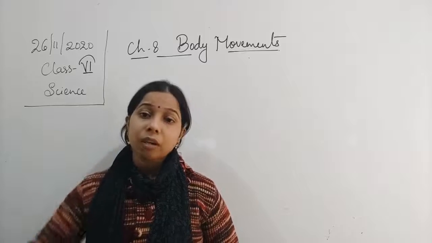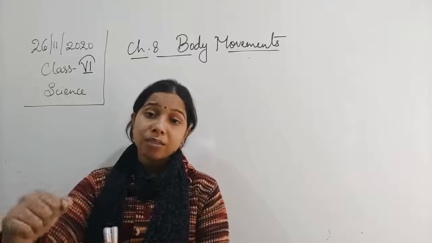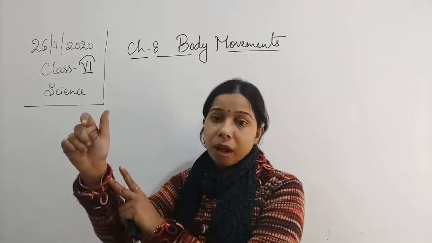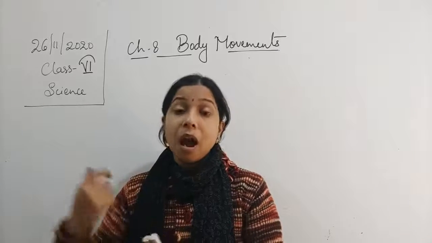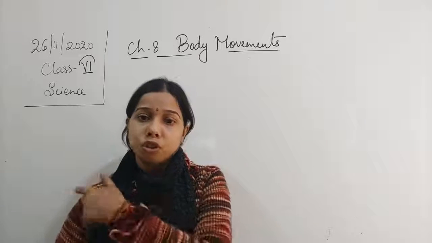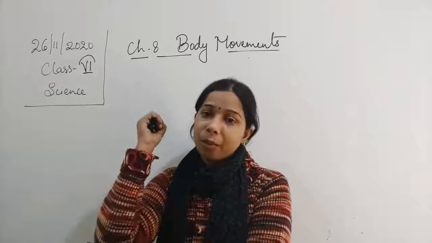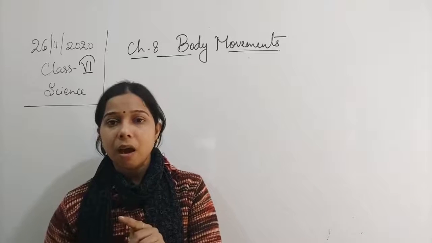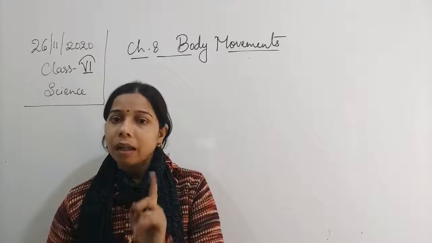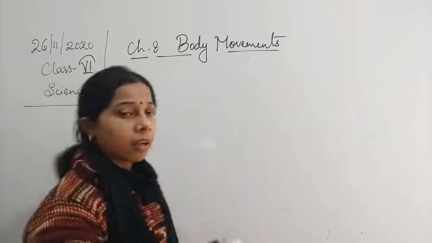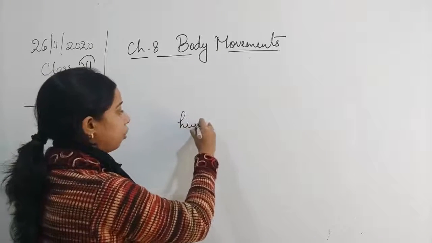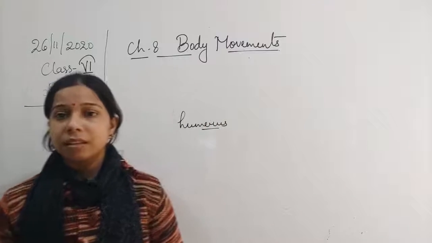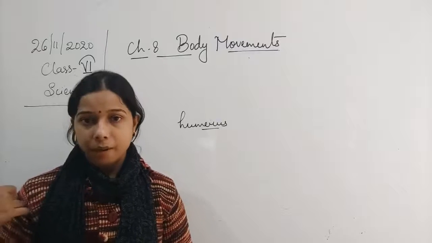Then, students, our arms are there. The arm is also divided into three: the upper arm, the lower arm, and the hand. The upper arm starts from your shoulder and goes to the elbow. The bone present in the upper arm is a single bone, and that is known as the humerus. The humerus is the single bone present in our upper arm.